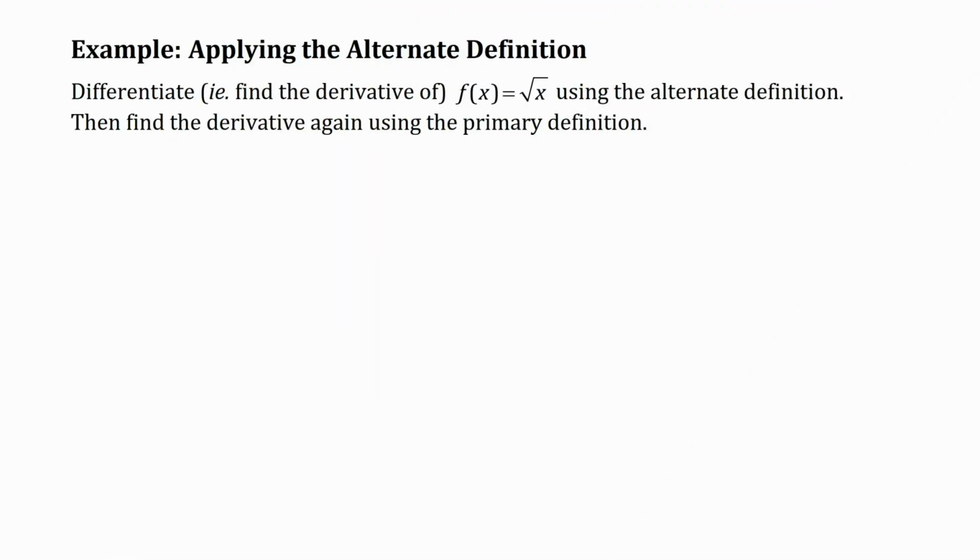All right, here we're going to, again, find the derivative of a function, but we're going to use the alternate definition first, and then we're going to do it again using the primary definition, and then we can compare the process. So this says differentiate this function f of x equals root x.